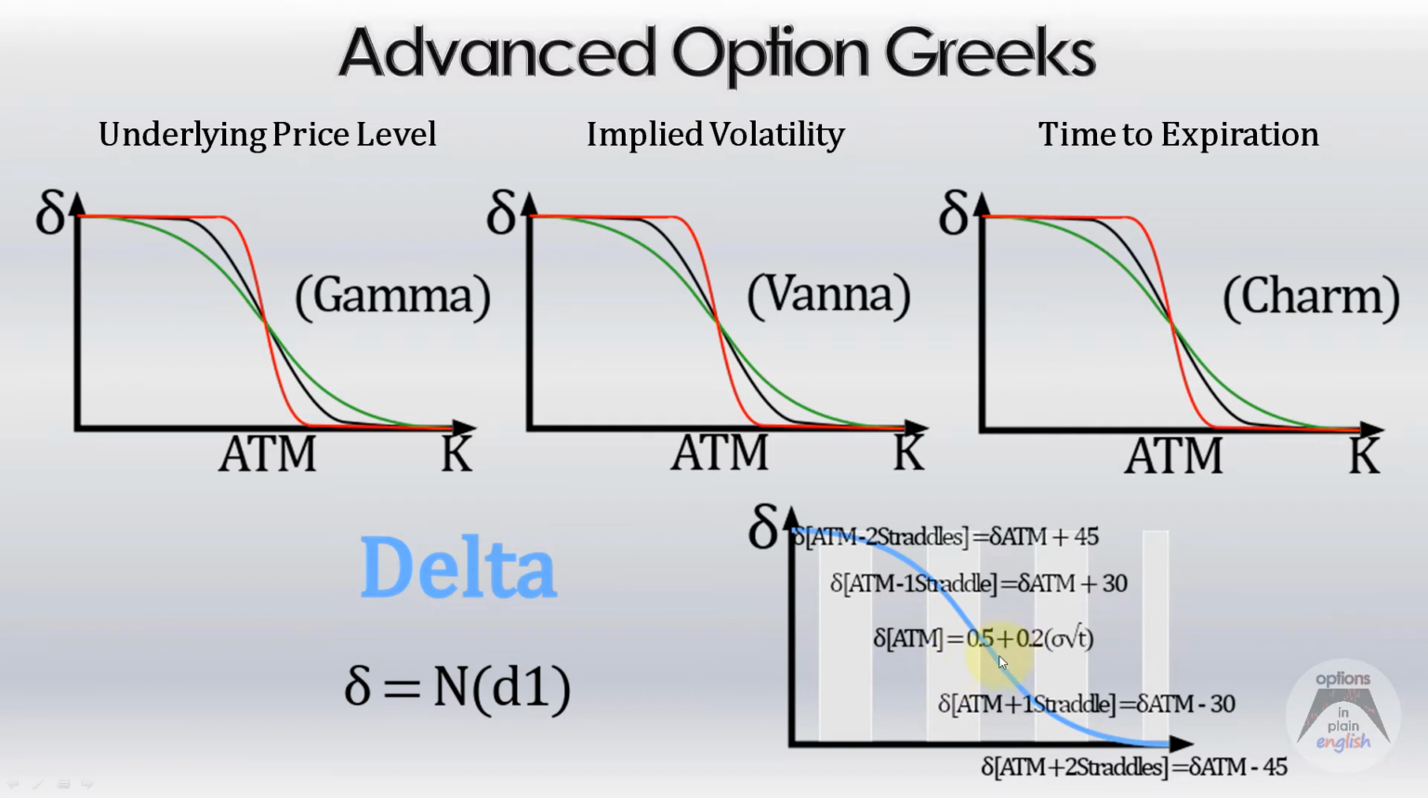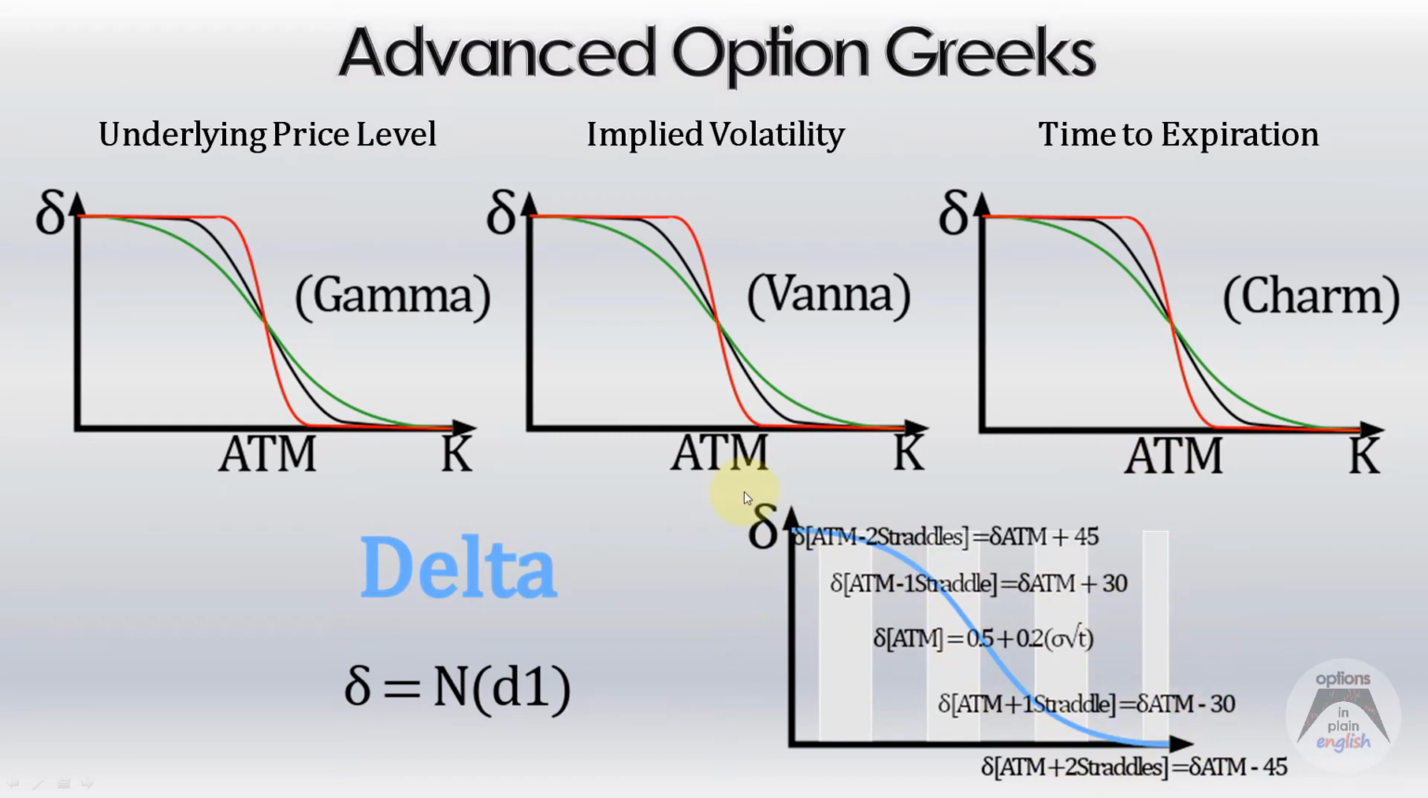Now, as you start to move by one straddle, if you go lower in price by one straddle, or by two straddles, the delta can be approximated by using the delta of the at-the-money plus 30 as you move in the money, and plus 45 if you move two straddles in the money. If you move one straddle out of the money, then it's going to be the delta that you calculated at the money minus 30. And if you move by two straddles, you can approximate the delta by having the delta of the at-the-money call in this case, minus 45. Okay, so this is the distribution of delta.